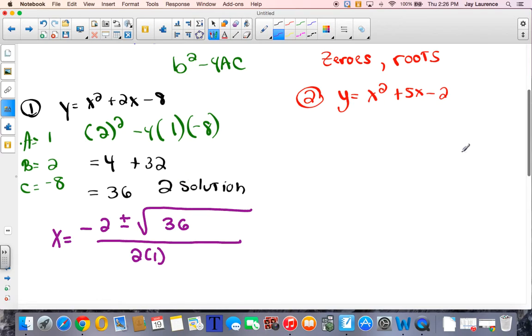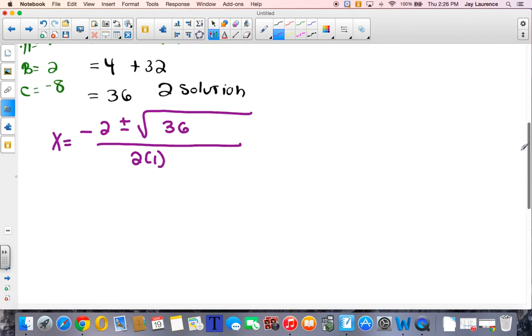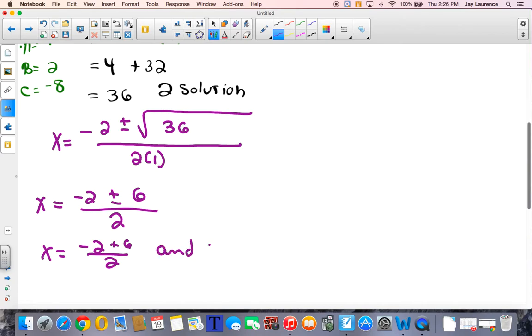Now, I'm going to follow the order of operations. I'm going to simplify this as best I can. So I'm going to get x equals negative 2 plus or minus, what's the square root of 36? Well, it's 6. And that'll be over 2. There's two answers here. There's negative 2 plus 6 over 2, and there's x equals negative 2 minus 6 over 2.